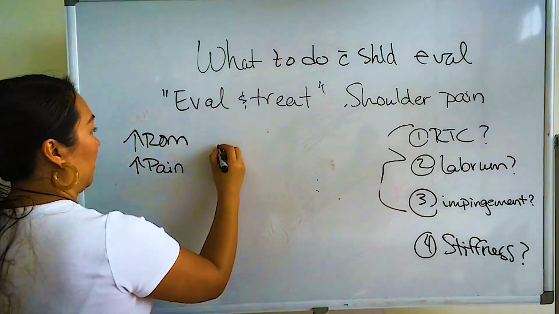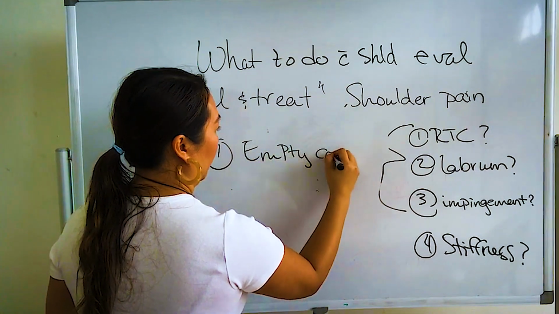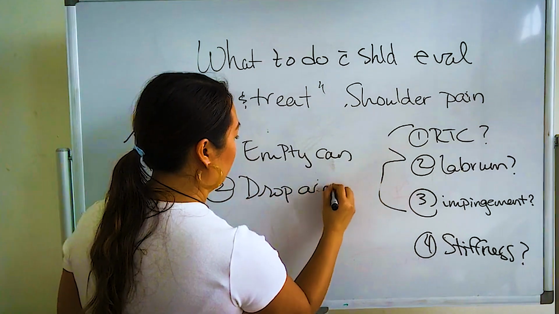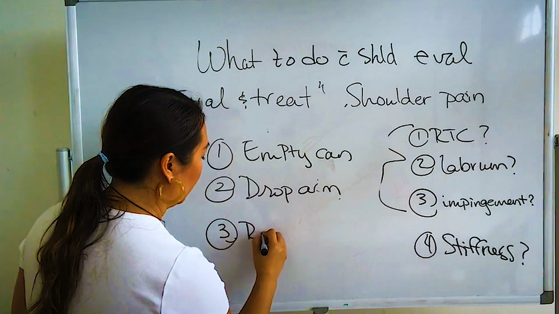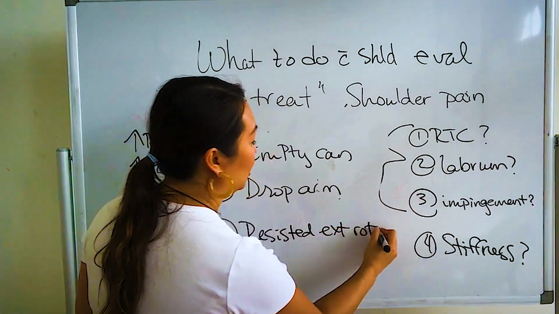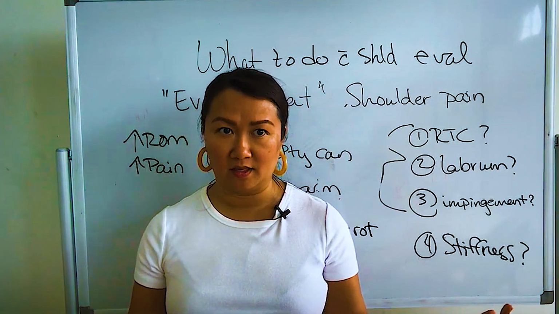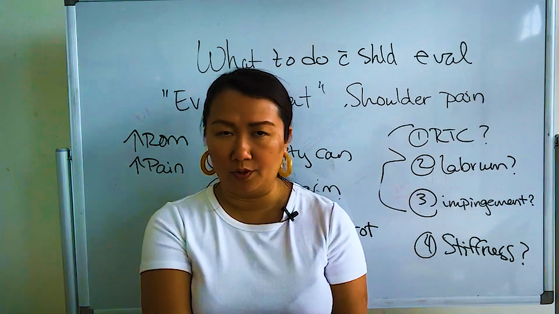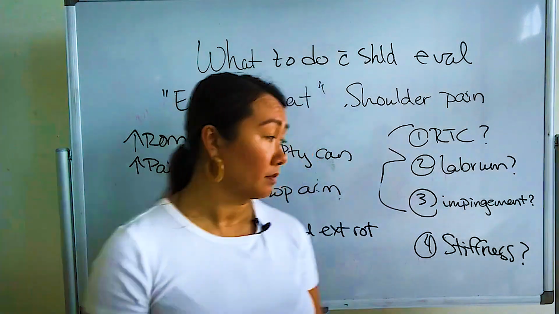So let me write. So you have the empty can, right? So you have the drop arm test, right? And then you have active external rotation. Resisted. Yeah, it's resisted external rotation. I just look for external rotation first to see if I can even give that. If they cannot go at all, then what are you going to resist here? They won't be able to resist at all, you know?